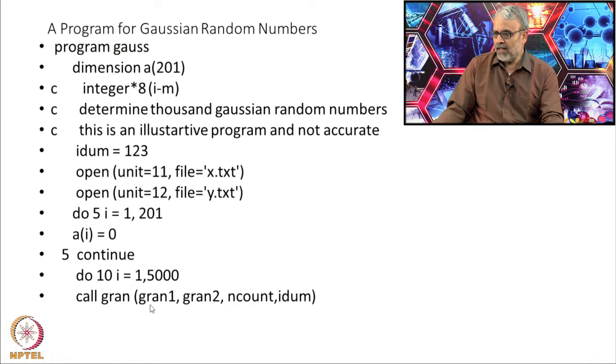So, call gran, gran1, gran2, n count idem. Idem was my initial value, and as I mentioned before, do not ever set this initial value to be 0, then there will be a problem. Always it should be non-zero. Instead of 1, 2, 3, it could be 2, 3, 1, it could be something else, but never 0. So, I call my Gaussian random number function many times. It is a subroutine, I call it many times.